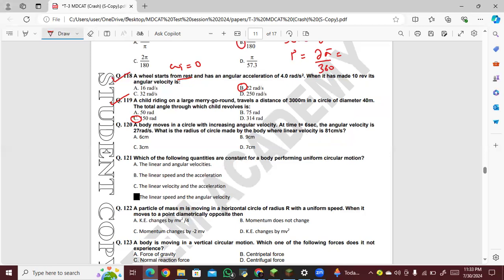A body moves in a circle with an increasing angular velocity. At time t equals 6 seconds, the angular velocity is 27 radian per second. What is the radius of the circle made by the body when the linear velocity is 81 centimeter per second? So you can use the simple formula v equals r omega. What is v? Linear velocity, that is 81. You need to find r. And what is angular velocity? 27. 27 threes are 81. So answer is 3 centimeters.